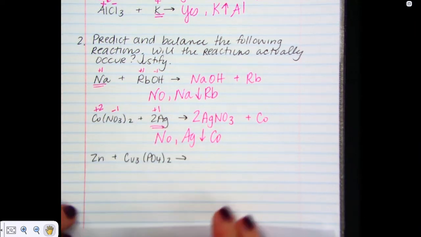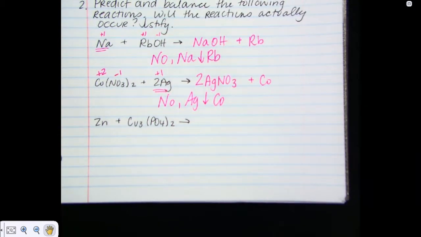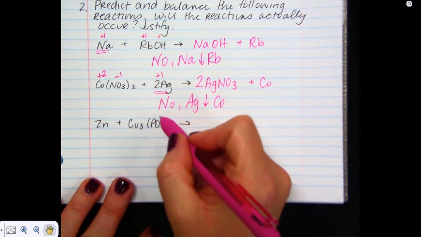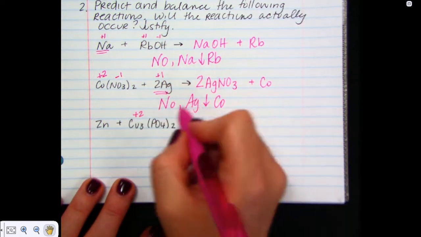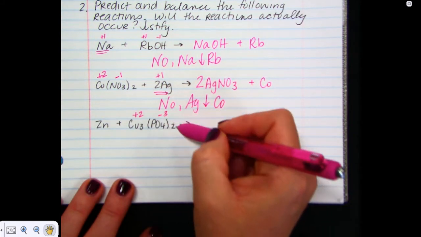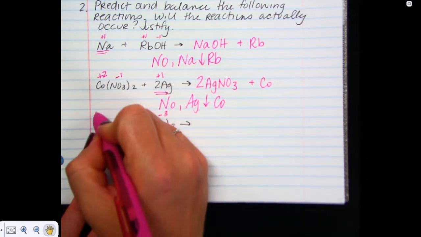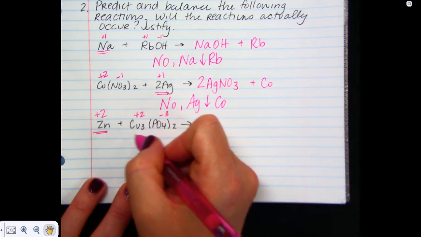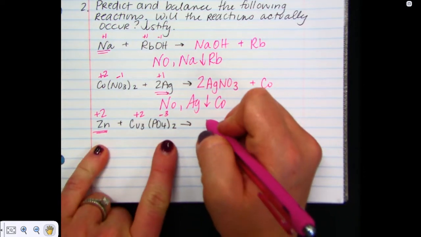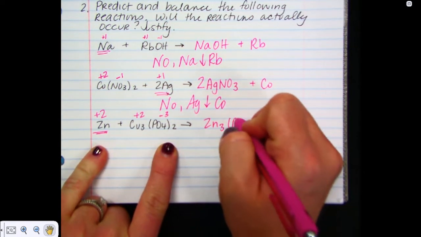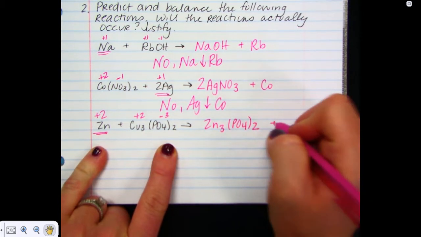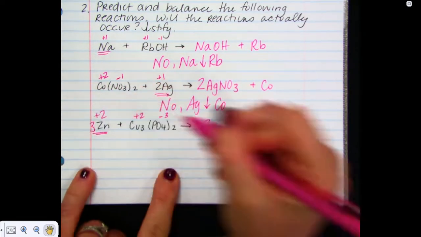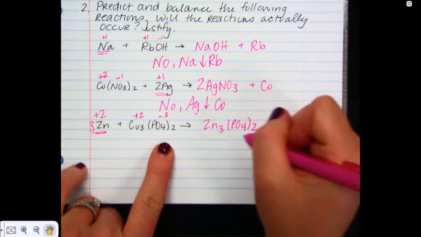All right, last example. So we've got zinc and we have some copper with phosphate. So phosphate we know is -3. So that means this has to be +2 copper because this is -3 phosphate. 3 times 2 is 6. 2 times 3 is 6. We know zinc is +2. So single element zinc is going to try to replace the copper and pair with the phosphate. So drop and swap, Zn3(PO4)2 plus Cu. I've got 3 zincs, so I need a 3 here. I've got 3 coppers, I need a 3 there, and 2 phosphates, so I'm good.